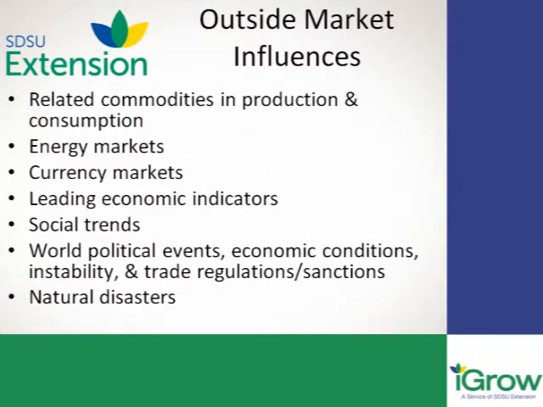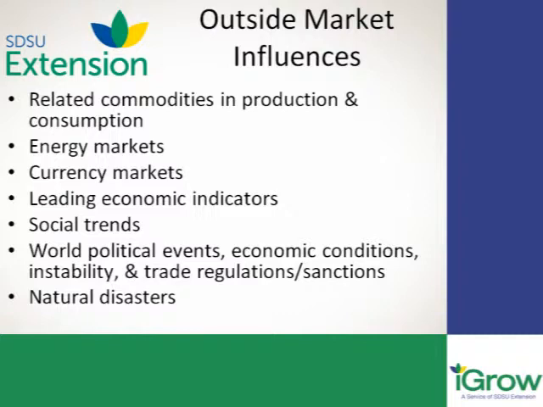And another big one is the currency market. World currency markets, or the foreign exchange market, is a very big influencer of the price of commodities anymore because, like I said, we do export a fair amount of commodities out of the United States. So the currency market, along with other leading economic indicators and social trends, both tend to have an impact on markets. I'm going to try to give some examples of all these things, as well as other things that are happening in the world in terms of the political situation, economic conditions, and other instability, even wars and other issues like that. Trade regulations, trade sanctions all have an impact on agricultural markets, as well as natural disasters.